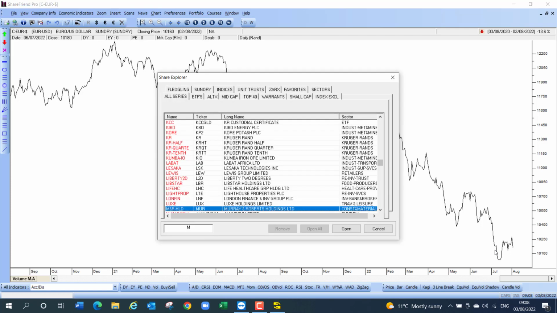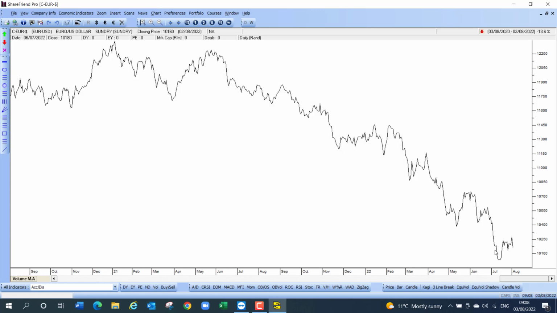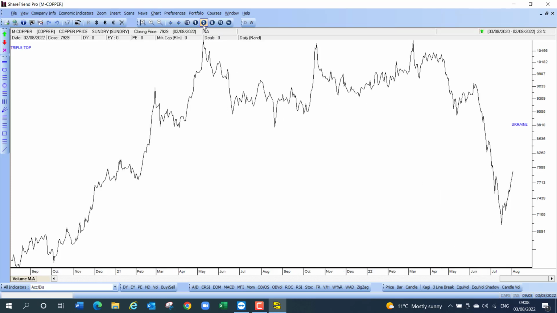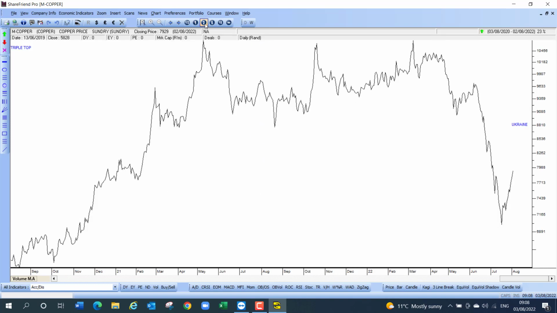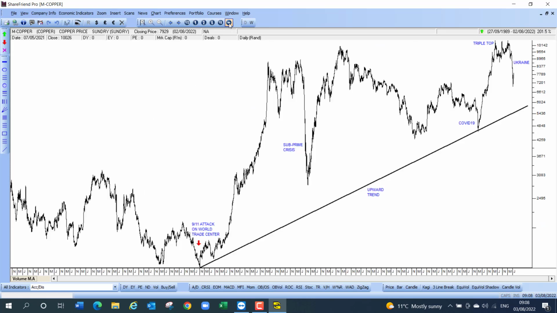I'd just like to put a chart on the screen here of the copper price, so you can have a look and see what I'm talking about. Okay, here you can see, actually I want to put a long-term chart on here. There we go. That's the chart I'm looking for.